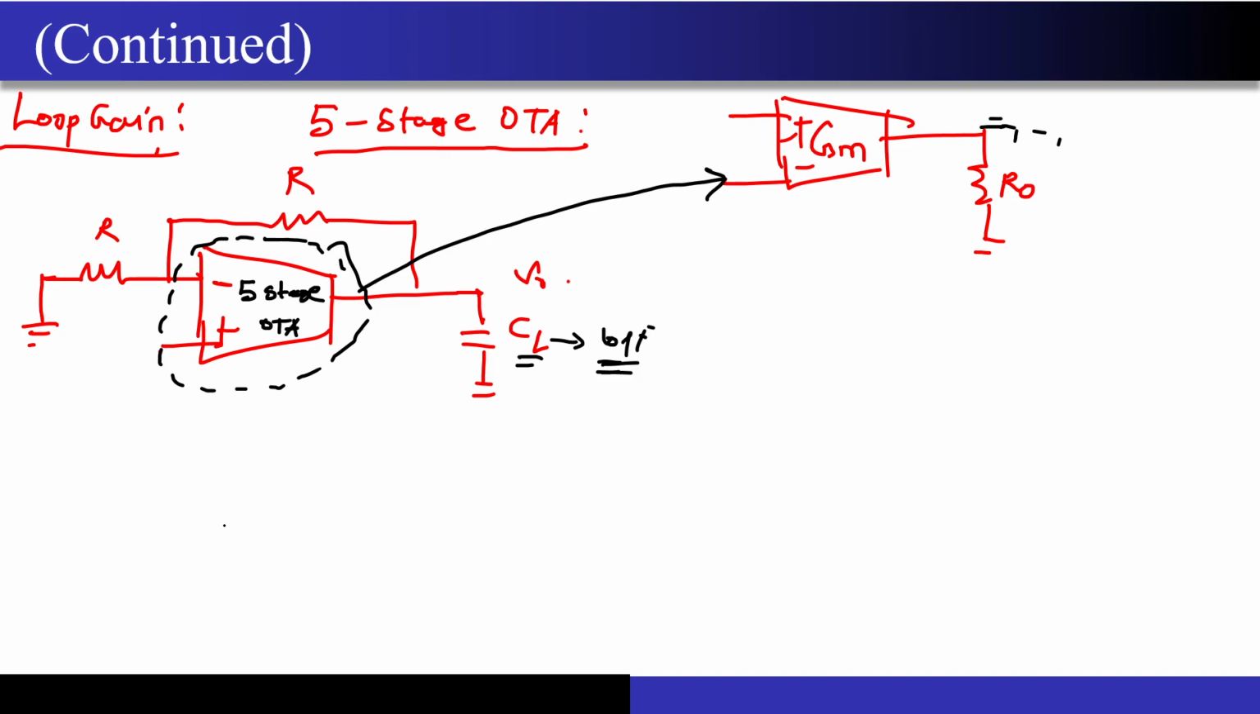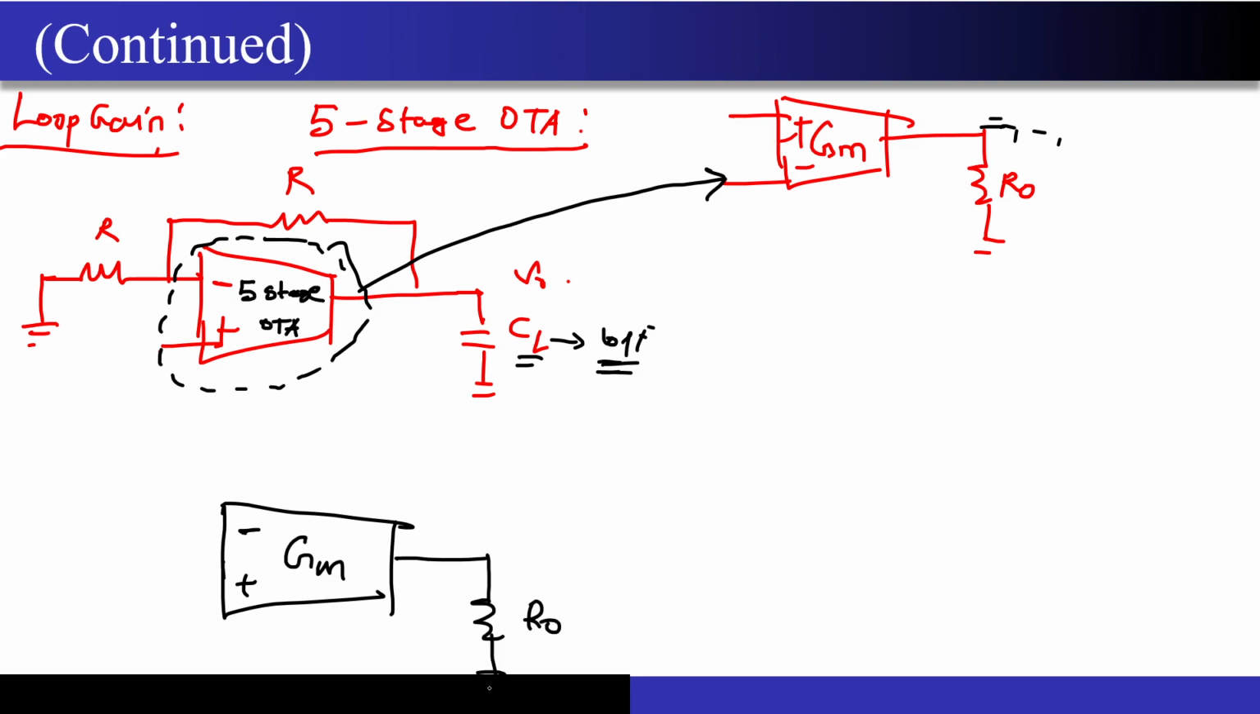So now the circuit will look something like this, okay? Correct? I have minus plus over here. This is the GM. I have R0. Then I have CL over here. Correct? Then I have R.